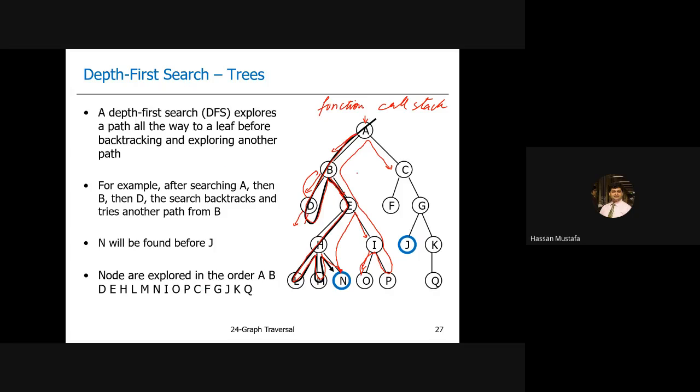So the output for this specific graph would be: D is the first node that is processed. I move from A to B to D. So D is the first node. Then I move back to this node and went to this.